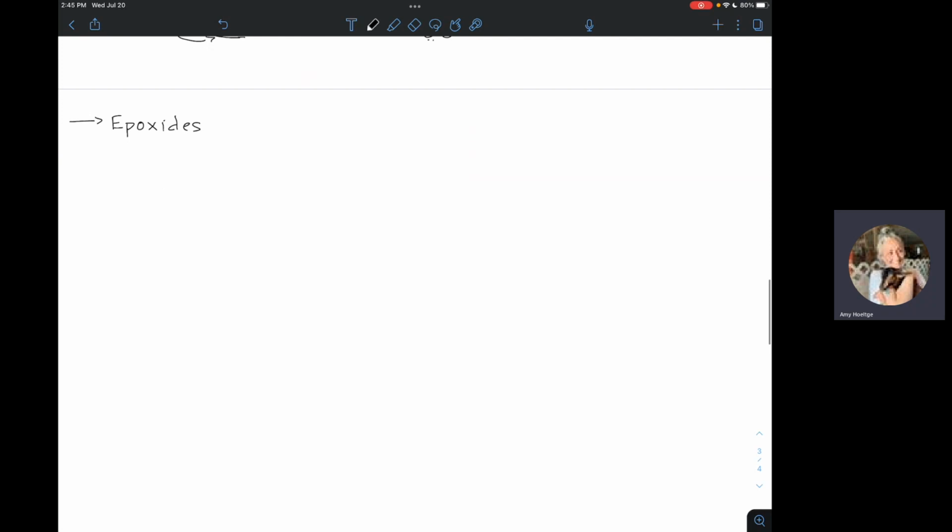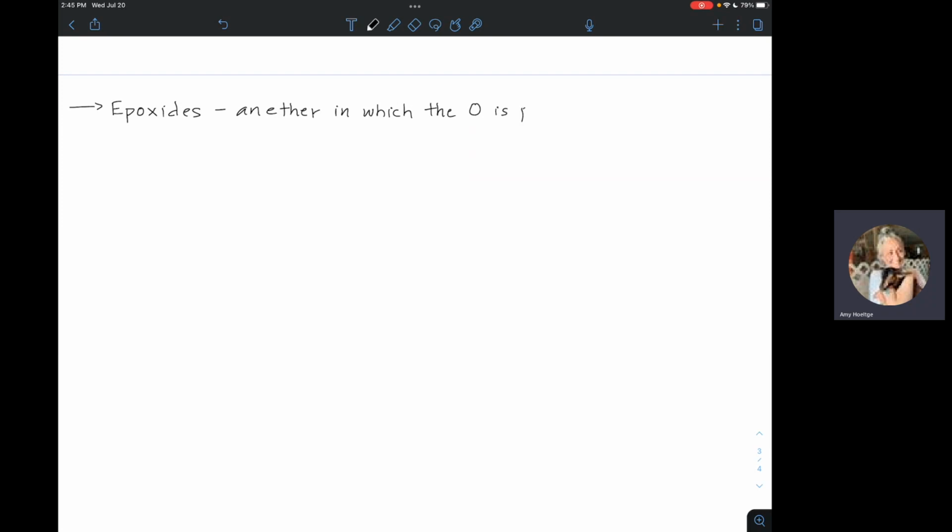In the lecture notes, I've shown how we can synthesize these. They're easy to make in the lab from alkenes and peroxy acids. So an epoxide is going to be an ether, but it's a special kind of ether. It'll be an ether in which the oxygen is part of a 3-membered ring.